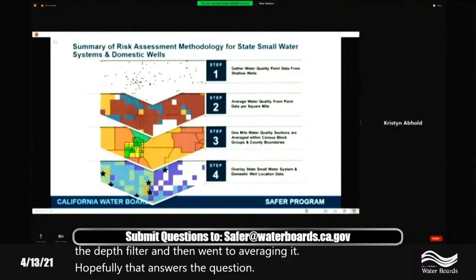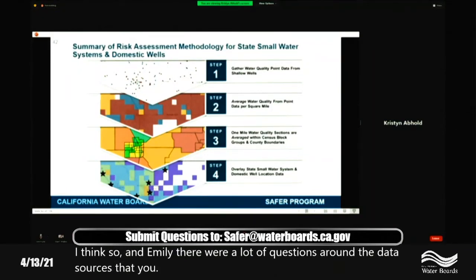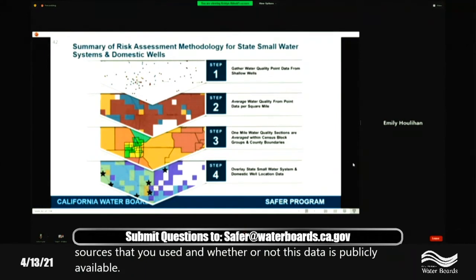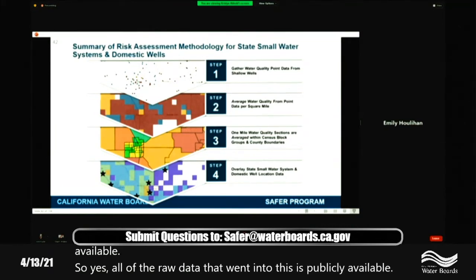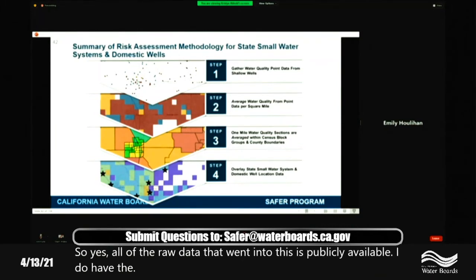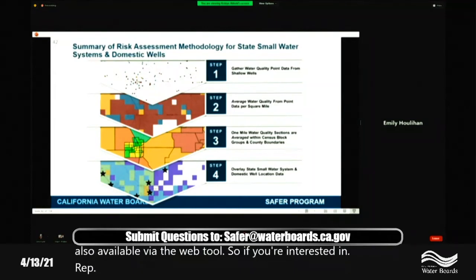I think so. And Emily, there were a lot of questions around the data sources that you used and whether or not this data is publicly available. So yes, all of the raw data that went into this is publicly available. I do have the scripts that I use to collect and process the data also available via the web tool. So if you're interested in replicating this at any step, that's available as well.